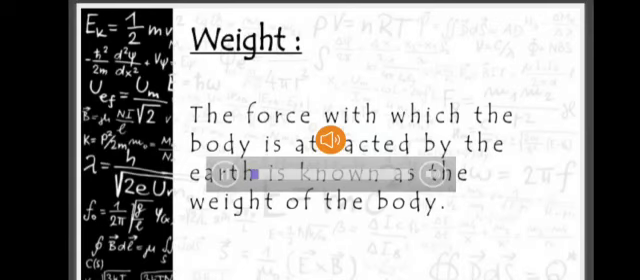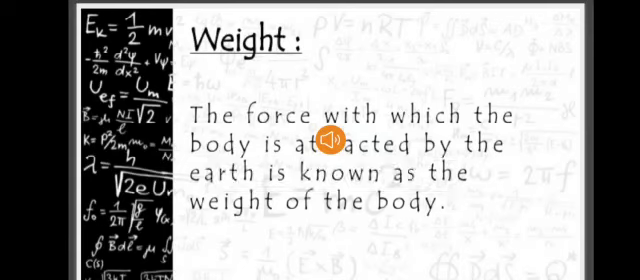Weight is defined as the force exerted on a body by gravity. You can understand it like this, that weight is the force of Earth's gravity. It's expressed in the formula W is equal to mg, where W is the weight, m is the mass, and g is the acceleration due to gravity. So W is equal to mg. Weight is equal to the mass of the object times the acceleration due to gravity.